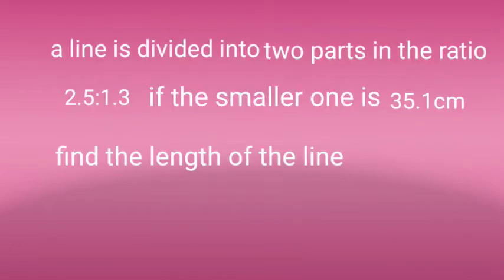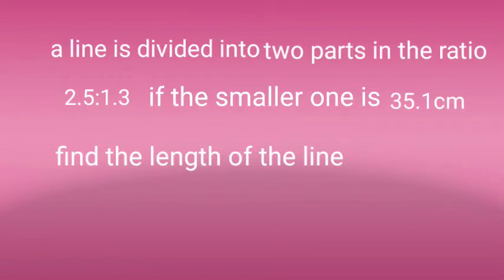Hello students, in this video I'll solve the rest of the questions of exercise 6a. So let's start with question number 10. Question number 10 is: a line is divided into two parts in the ratio 2.5 is to 1.3. If the smaller one is 35.1 centimeter, find the length of the line.